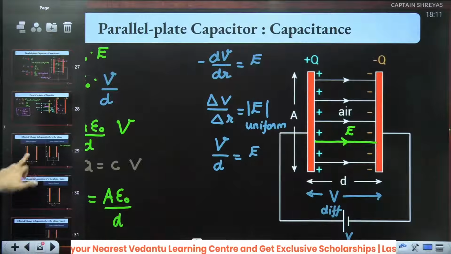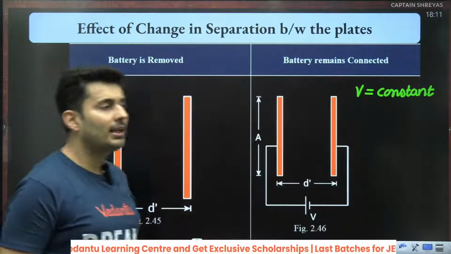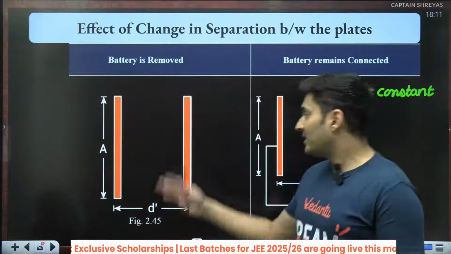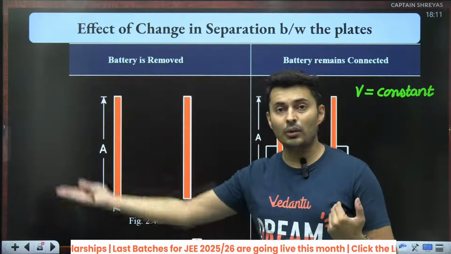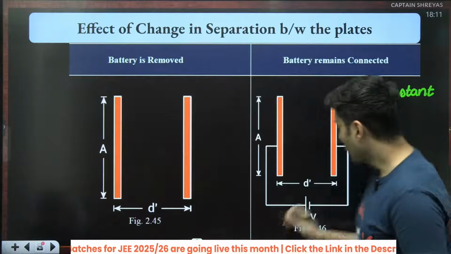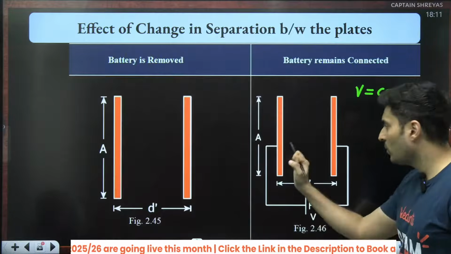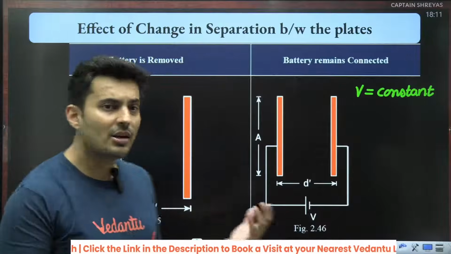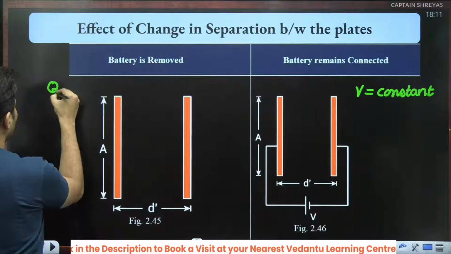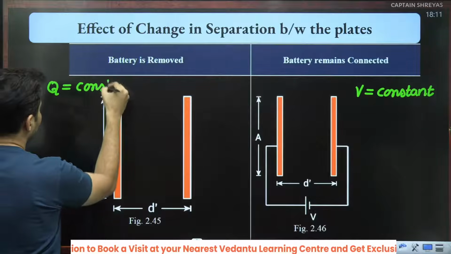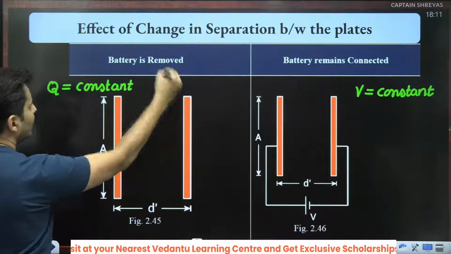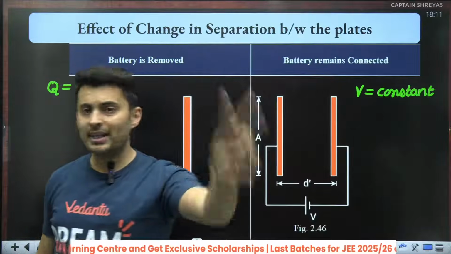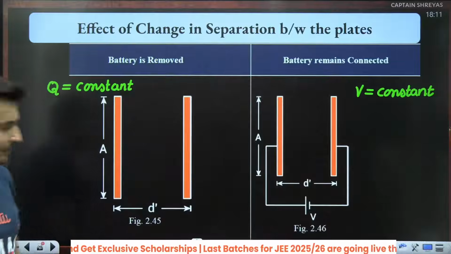Okay. What if you are not connecting anything? Then what will remain constant? Think logically. The plates are not connected to anything. Nothing can go out, nothing can enter in. At least when the battery was there, the battery could supply some charge. Now, because there is nothing to supply or take that charge, what remains constant is the charge. So it's the charge which remains constant when the battery is removed. When the battery remains connected, it's the voltage which remains constant.